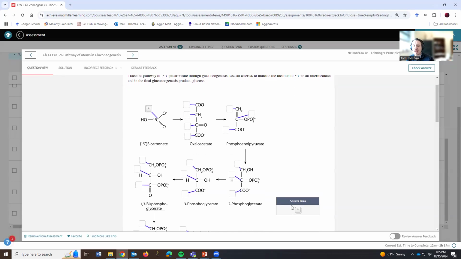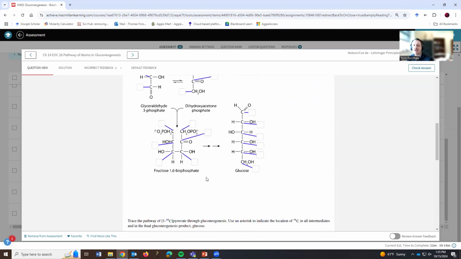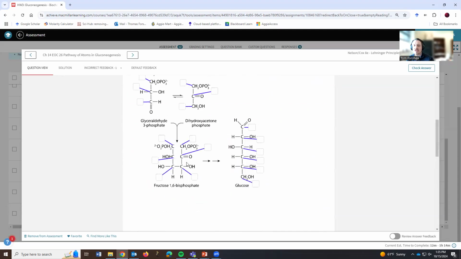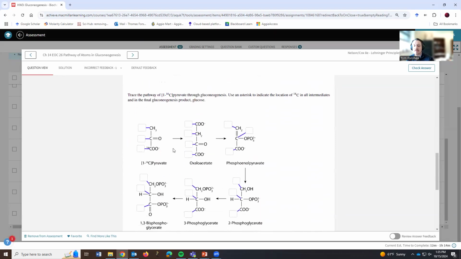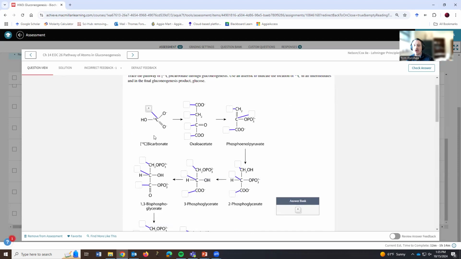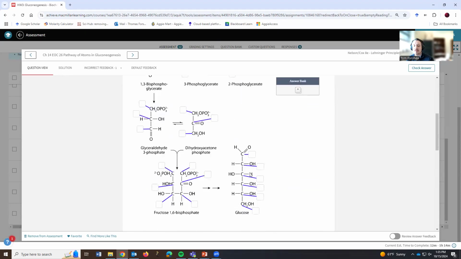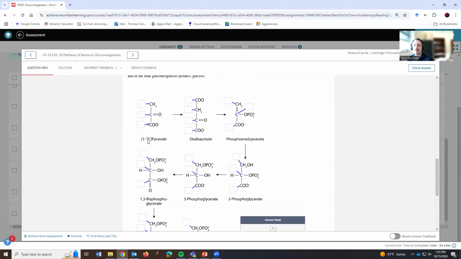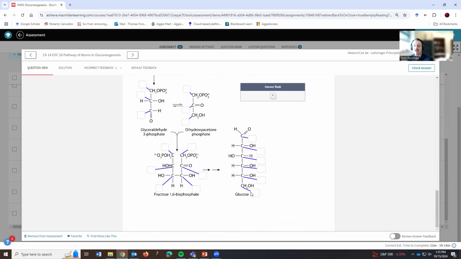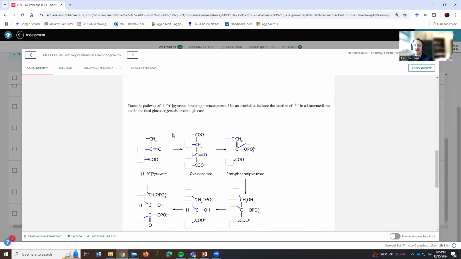After that, we're going to drag asterisks to the appropriate place on the other molecules to indicate where this carbon-14 is in all of the molecules. And we're going to do something similar here with gluconeogenesis starting from pyruvate. So with bicarbonate, we go bicarbonate and integrating into oxaloacetate, PEP, and then moving through all of the steps to get glucose. Here it's pyruvate through to oxaloacetate, and then down through the intermediates until glucose again.